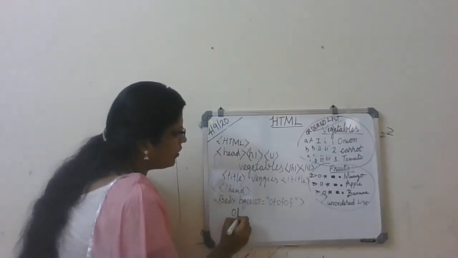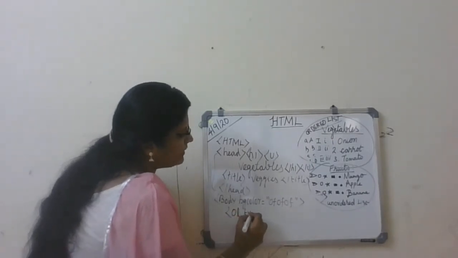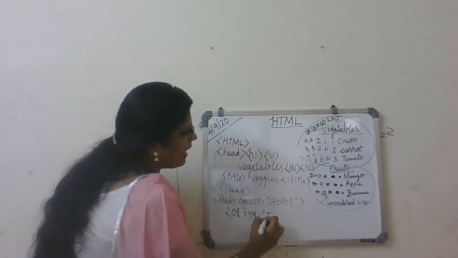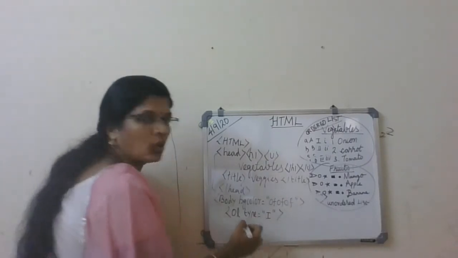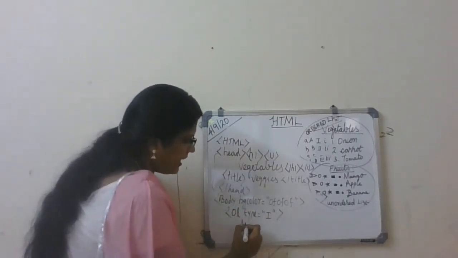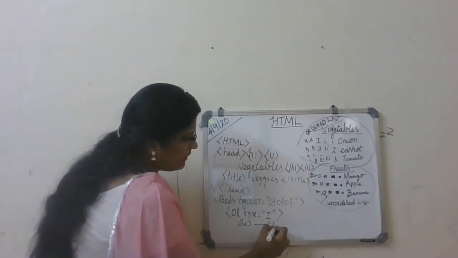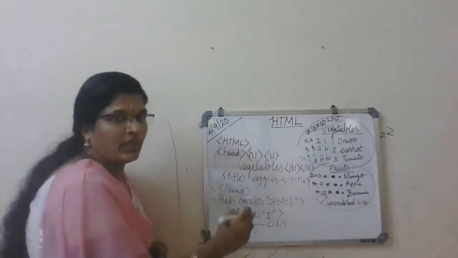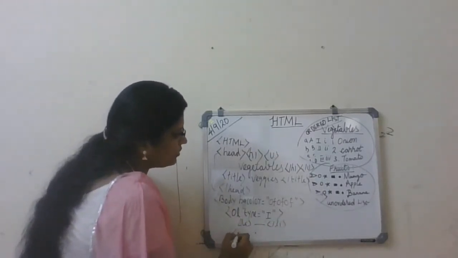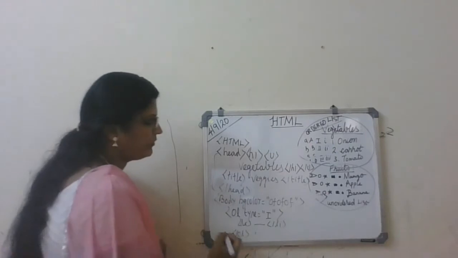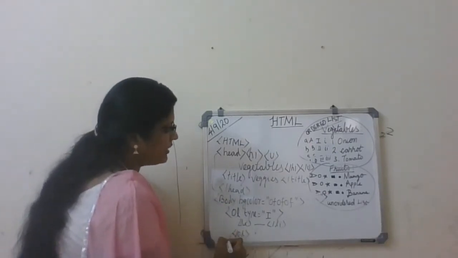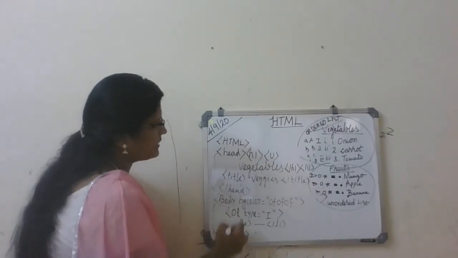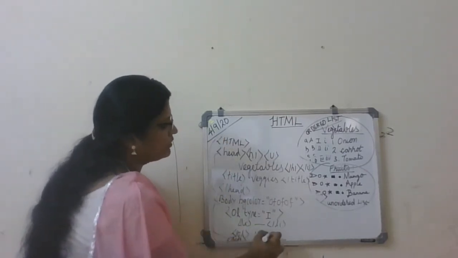So OL type is equal to capital I, means Roman number, capital. Then LI, write whatever you need. So list out everything and after list out, close the OL. Then close body section. This body is closed, then you have to close the head also, HTML also.